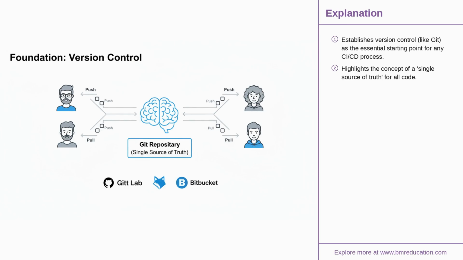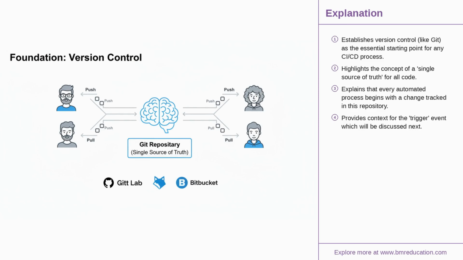Our journey through the pipeline begins with a foundational practice, version control. Every change to the app, from a tiny bug fix to a major new feature, is tracked in a shared code repository using a system like Git. This ensures every change is recorded and serves as the single source of truth for the entire team.